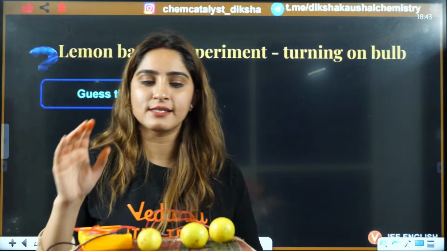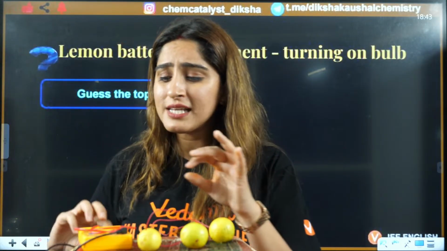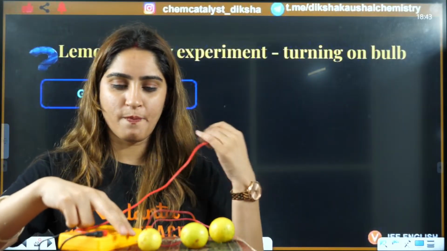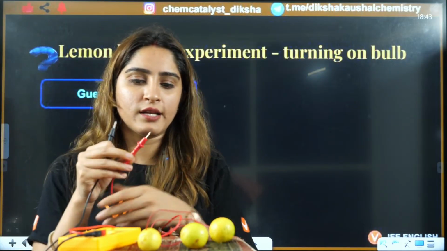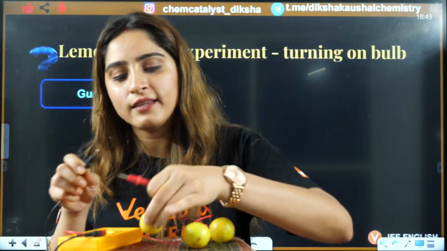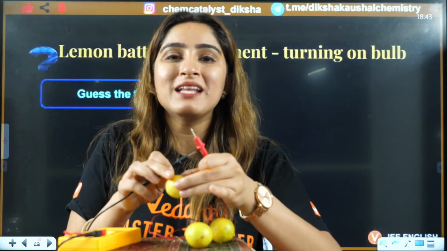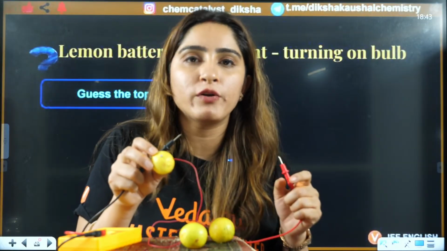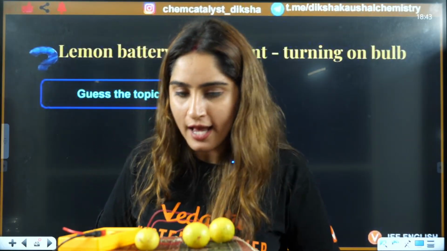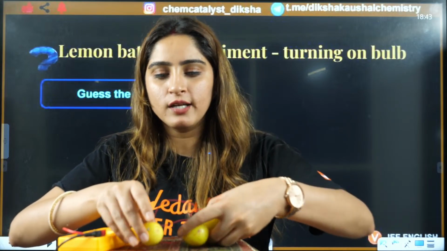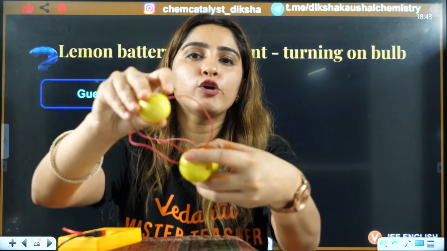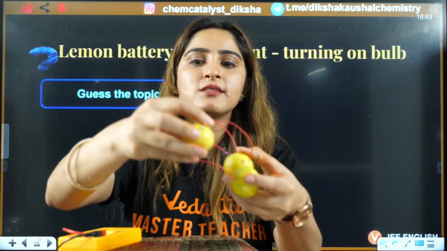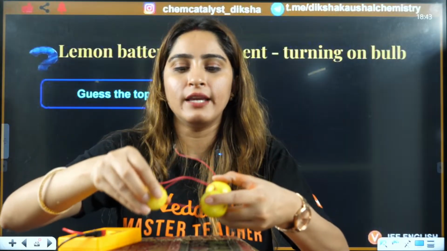Now let us see this thing here. Firstly, this is electrochemistry. Now in this lemon, I have put one zinc nail and one copper wire into it. I have put one zinc and one copper wire. This red color is plastic over it, otherwise it's a copper wire. This is the zinc nail.